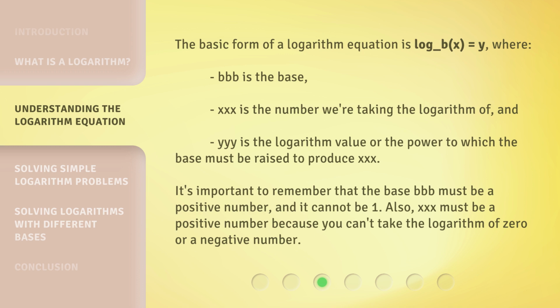The basic form of a logarithm equation is log_b(x) = y, where b is the base, x is the number we're taking the logarithm of, and y is the logarithm value or the power to which the base must be raised to produce x. It's important to remember that the base b must be a positive number, and it cannot be 1. Also, x must be a positive number because you can't take the logarithm of 0 or a negative number.